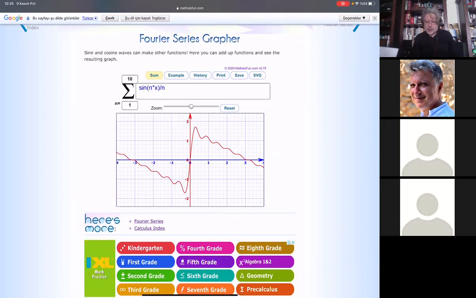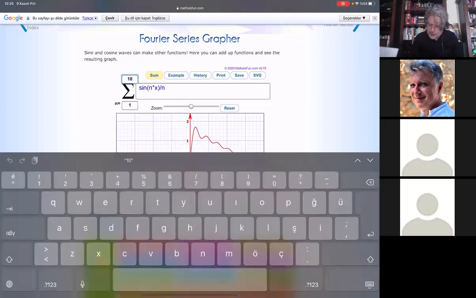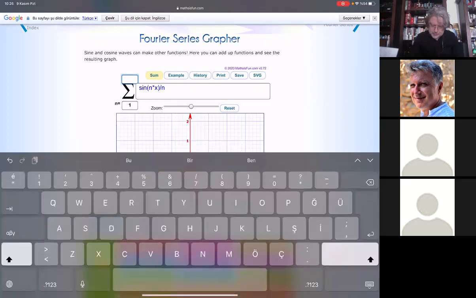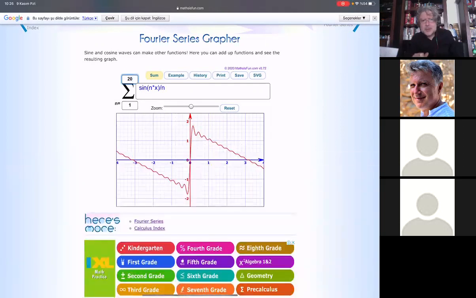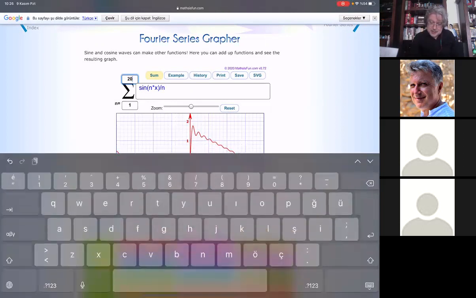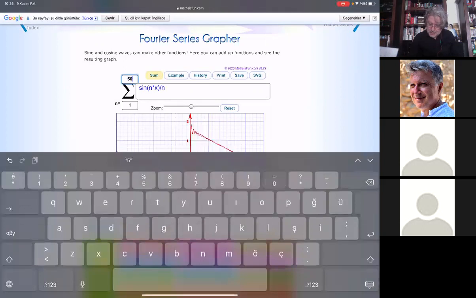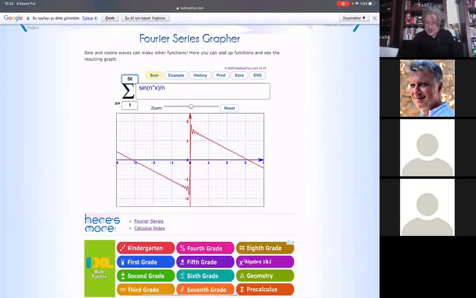And if you collect only 10 coefficients, you will get this. If you collect more than 10, let's make it 20. As you see, it's becoming more like the sawtooth shape, and the ripples are becoming more frequent. But do you notice the spike over there? That is the Gibbs phenomenon. Let's increase it to 50. You see, the spike still persists, but its width is becoming narrower and narrower.